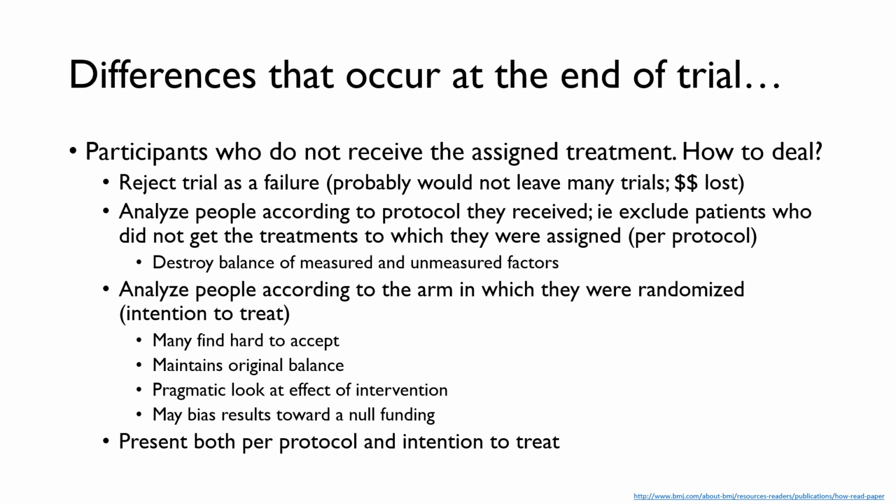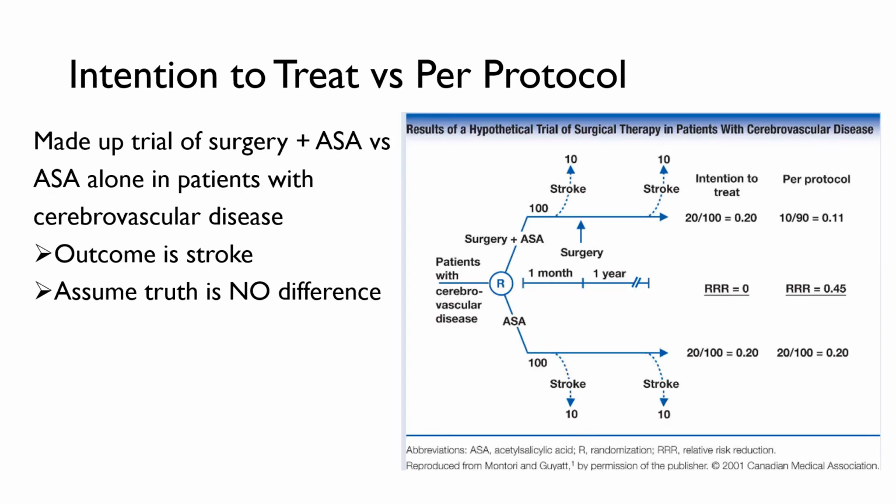Most trials, in truth, present both the per protocol and the intention to treat for transparency's sake. If they're in line with each other, it's reassuring. So here's a practical example of the effect of intention to treat versus per protocol analysis on point estimates. This is a made-up trial of surgery plus aspirin versus aspirin alone in patients with cerebrovascular disease to prevent stroke. They're randomized to aspirin or surgery plus aspirin, and they're followed for a little over a year.